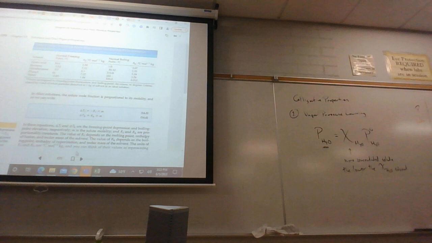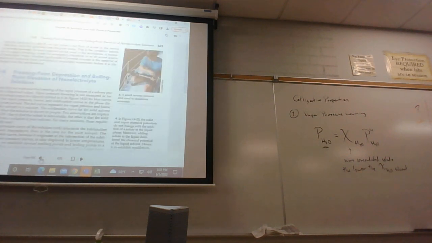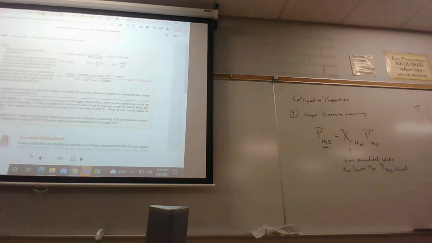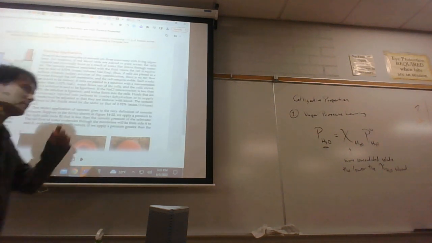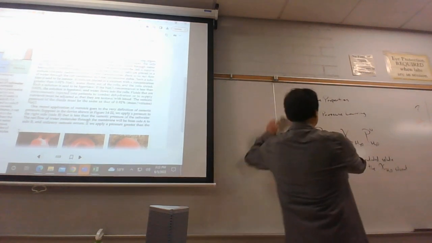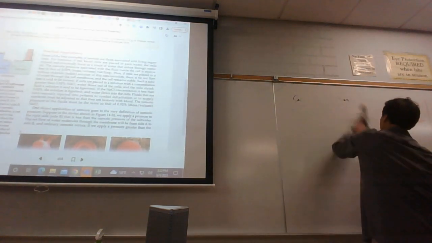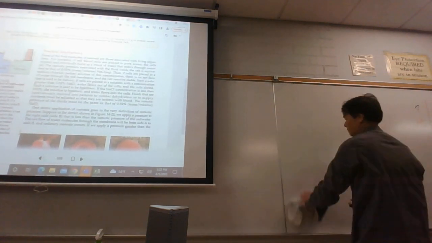So how would you define osmosis? Is it just like the transfer of water or liquid through the membrane? Yeah. That's one way to define osmosis, through a membrane. We're going to have a membrane. The other way of defining it is by pressure, vapor pressure lowering, and an imbalance of pressures.